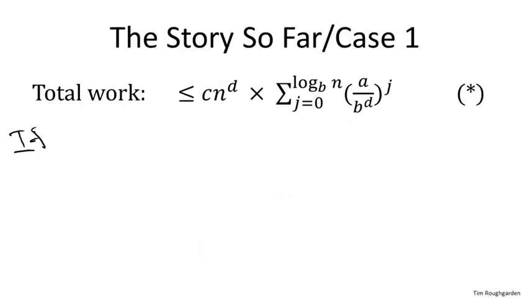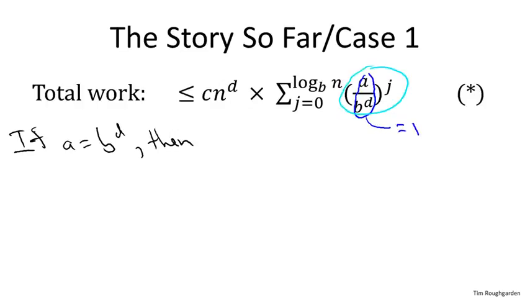Let's begin with the simplest case, which is case 1. Recall in case 1, we're assuming that a equals b to the d. This is the case where we have a perfect equilibrium between the forces of good and evil, where the rate of subproblem proliferation exactly cancels out with the rate at which we do less work per subproblem. And now examining the expression star, we can see how easy our lives get when a equals b to the d. In that case, this ratio is equal to 1.